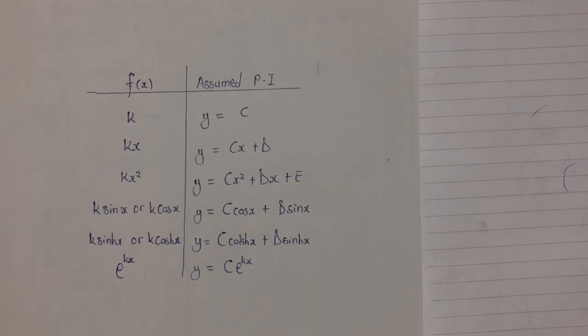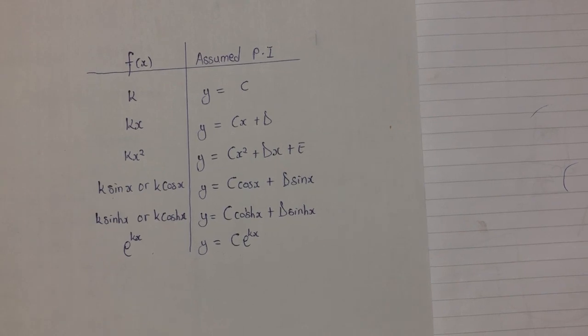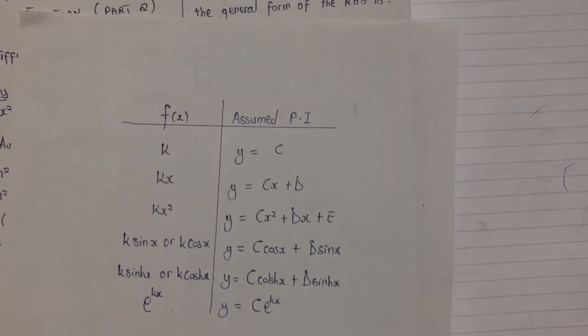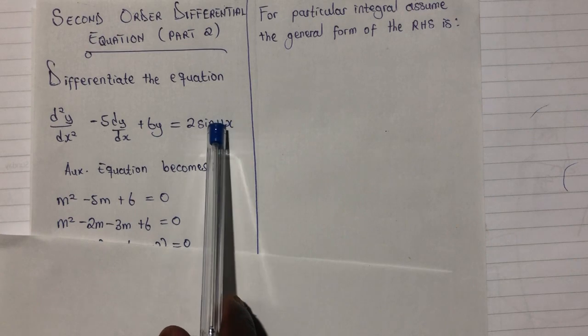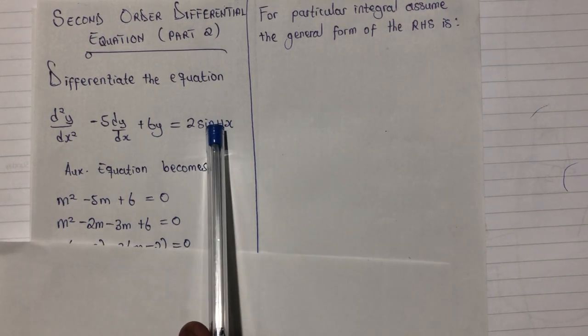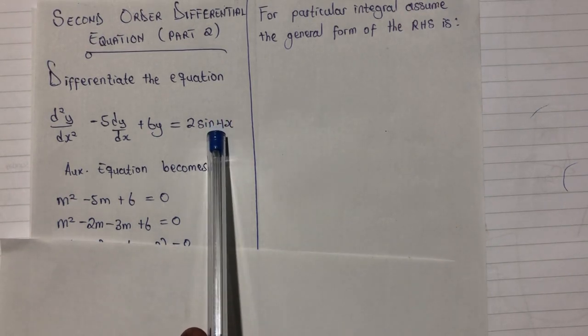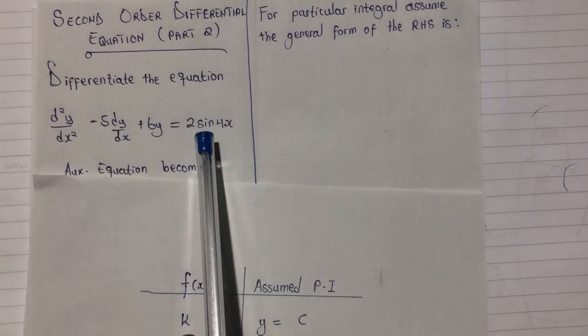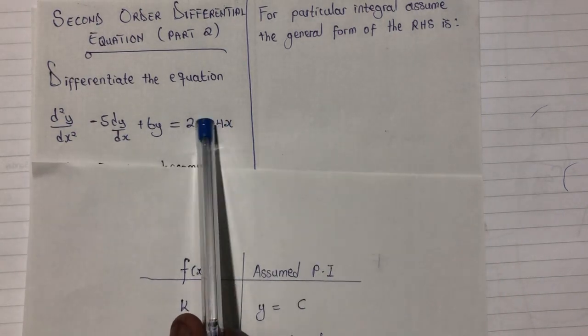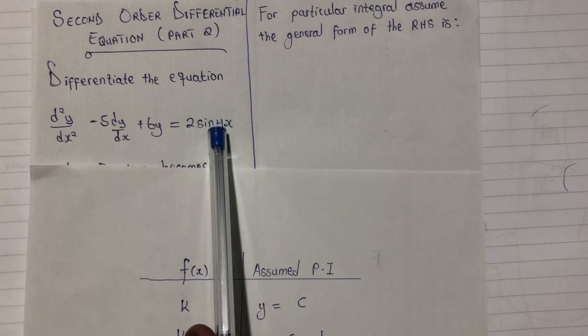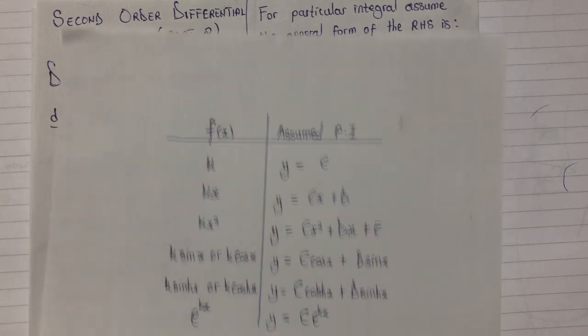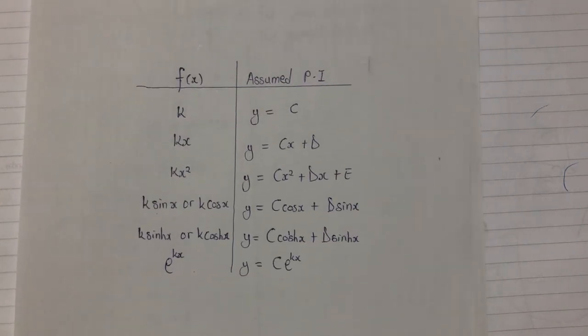Now, anytime the particular function, which is f of x, now I said in the beginning that this part of the function is called the f of x part of the function. It is f of x. And so if f of x is in this form, what will be the assumed particular integral? So you are supposed to know this in mind.